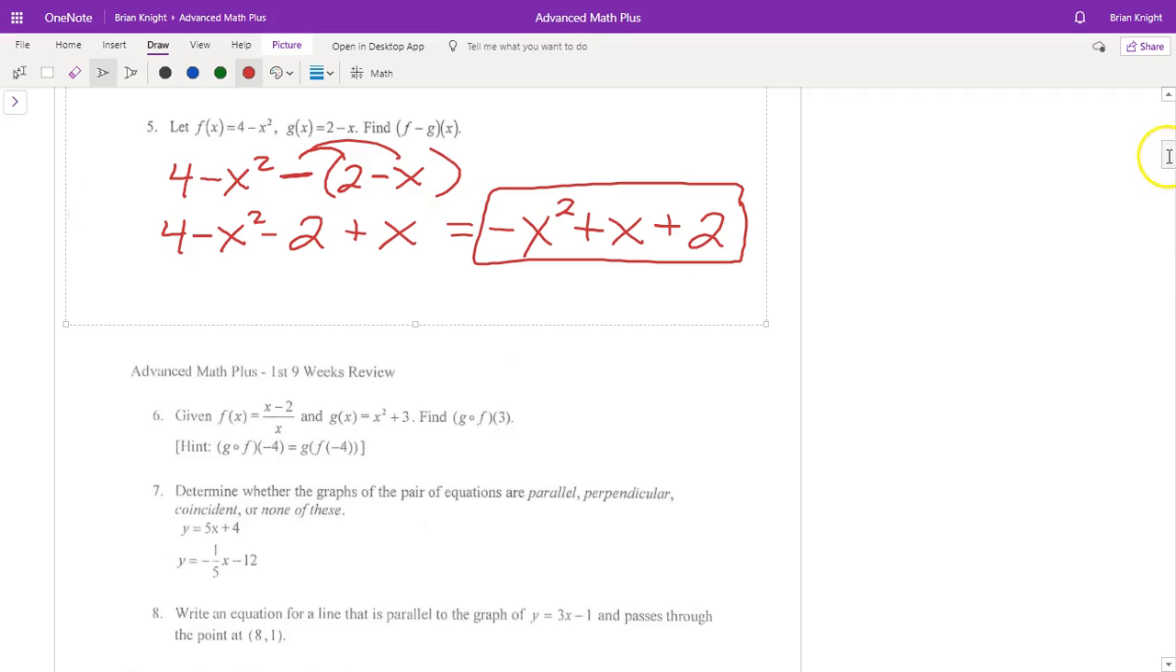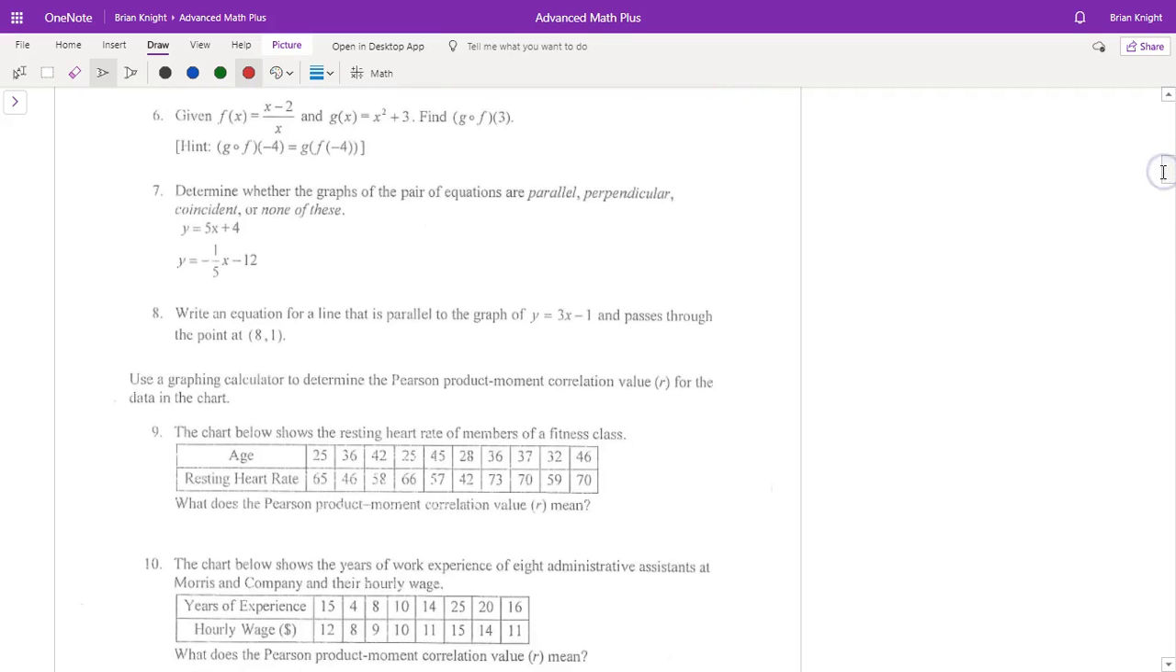All right. And like I said, if you missed something, you can always go back and watch the video. All right. 6 says given f of x equals x minus 2 over x and g of x equals x squared plus 3, find g of f of 3. And it even kind of gives you a hint, okay? So basically, what are we going to find first? I just underlined it. F of 3. So I find f of 3 first. That is 3 minus 2 over 3.